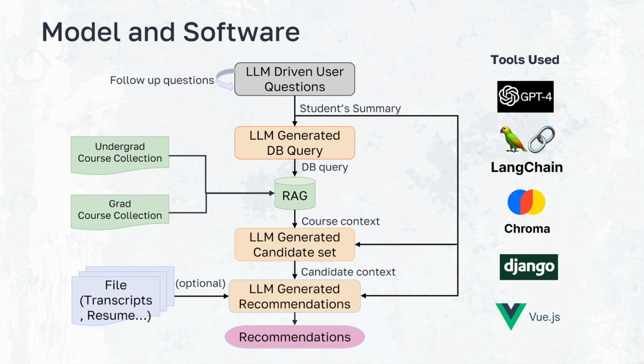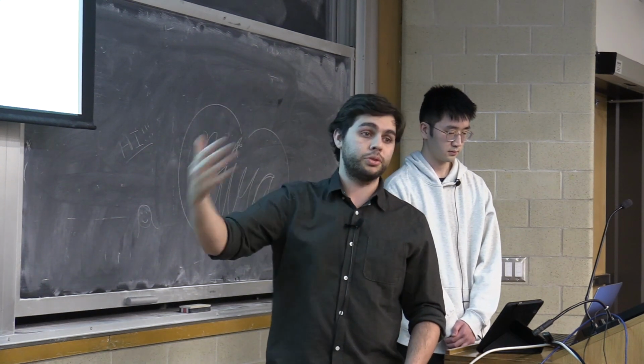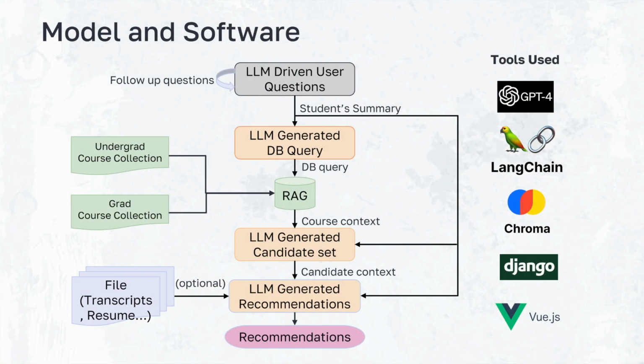In terms of our model and software, this is a 10,000-foot view of it. We have our first part, which is our LLM-driven user questions. This is slightly different from normal LLMs where you ask the questions. In this case, the LLM is asking you the questions to gain information about who you are as a student. It's allowed to ask follow-up questions, and it decides when it's gained enough information based off the prompts we give it about the student. Once it has that, it creates a student summary.